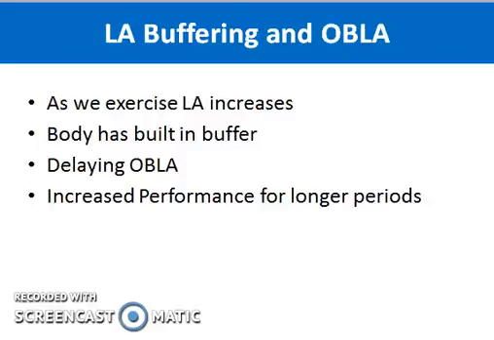So LA buffering and OBLA. As we exercise, lactic acid levels begin to increase, especially in anaerobic exercise. The body does have its own buffer system to prevent muscle pH from dropping, as lactic acid makes the muscle tissue more acidic. However, as the workout continues, your body's natural buffering system becomes unable to keep up with the acid levels. There are three main substances that buffer muscle cell tissue in changing pH, and that's hydrogen ions, carnosine, phosphate, and bicarbonate, I think.